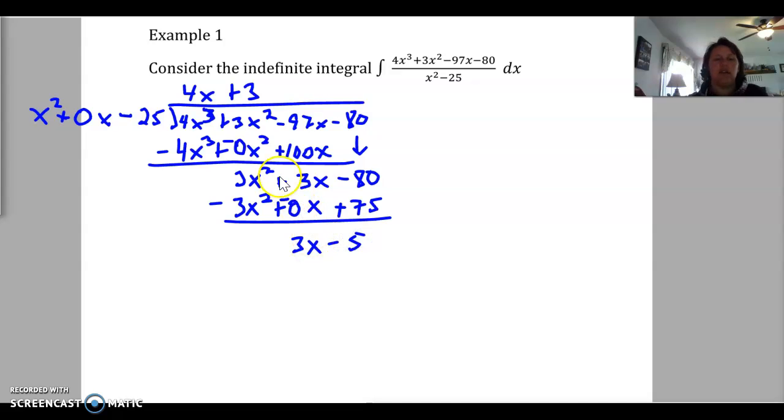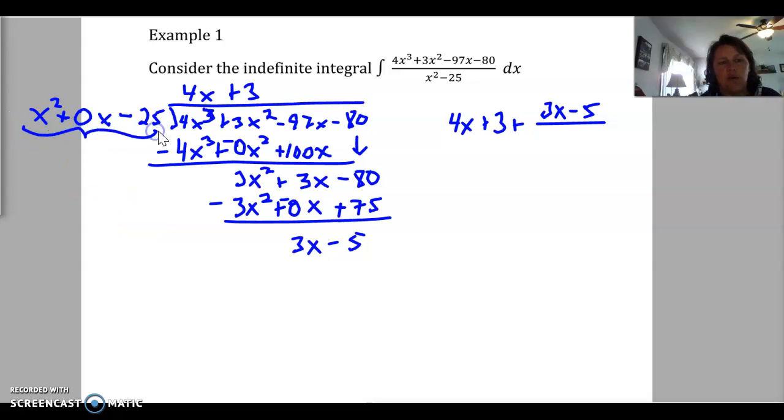Okay, so we did our long division. We come up with 4x plus 3 plus our remainder over the divisor, so 3x minus 5. With our remainder, remember we need to put that over what we divided by, or we could use this one up here since it's a remainder. So that's going to be x squared minus 25.